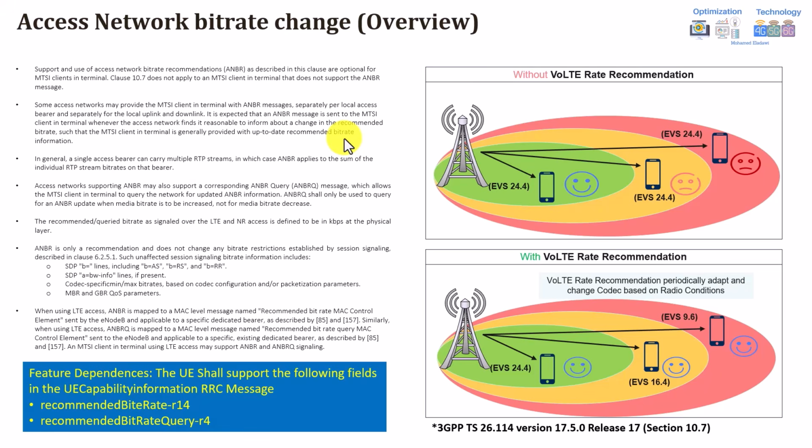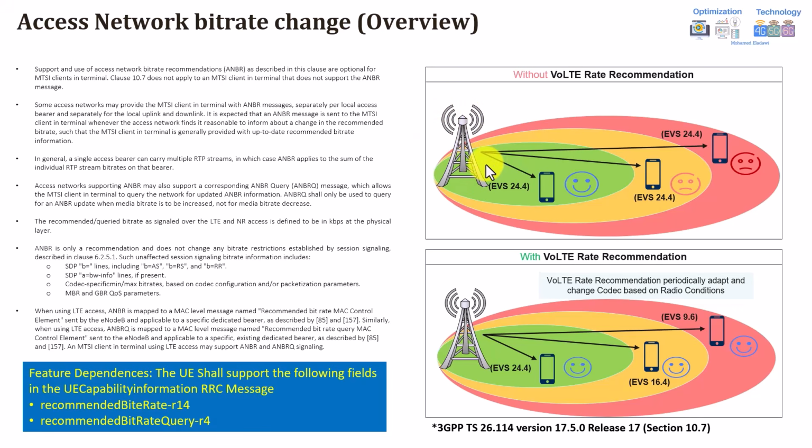Okay, this feature is one of the very important features in VoLTE, especially to improve the coverage, as mentioned by the name here, VoLTE rate recommendation. The 3GPP name is Access Network Bit Rate Change. Simply, this is a simple algorithm. What should be done? Initially, let's just explain what happens with this codec rate.